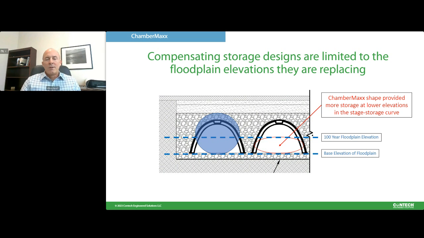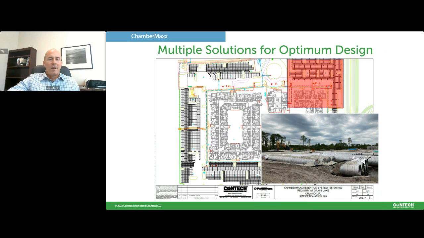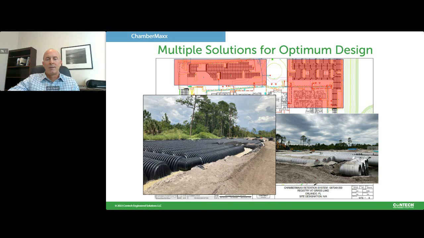So we don't try to use one particular product to fit all needs on a site. We can mix and match our product solutions and use their diversity to the advantage of each site. So this project was a perfect example of that. We used an optimized CMP design for the water quality volume and peak attenuation volume. And then we were able to take advantage of that chamber shape to replace the encroached upon floodplain with volumes that were within the elevations that we needed to permit with.